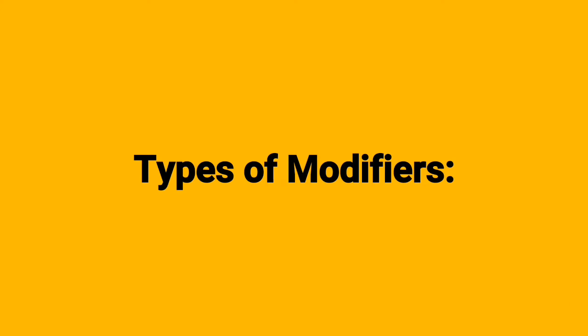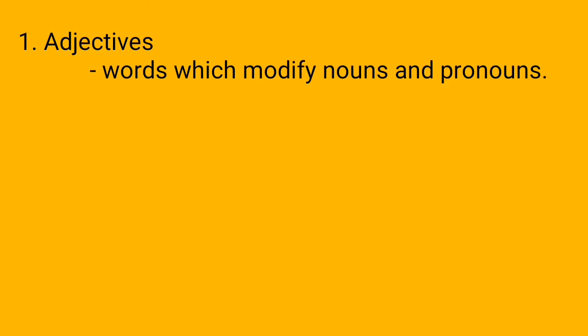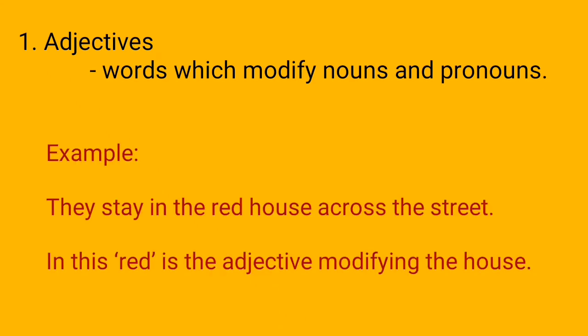Let us know what the types of modifiers are. The first one is adjectives: words which modify nouns and pronouns. For example, they stay in the red house across the street. In this example, red is the adjective modifying the house.